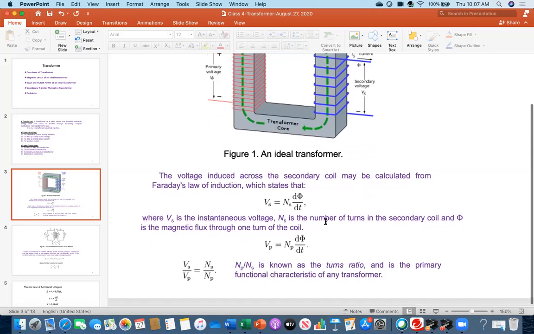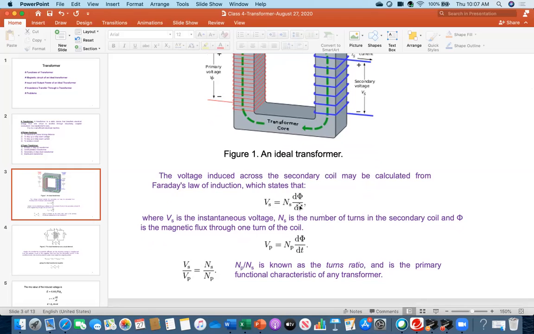Now, this is one equation, this is the other equation. If you divide this equation by this equation, what will we get? Vs over Vp. Look here, Vs over Vp. And on the right side, d phi by dt cancels, leaving Ns over Np.